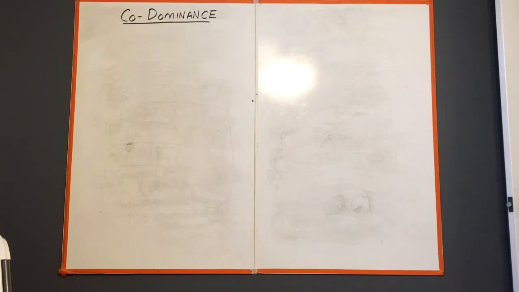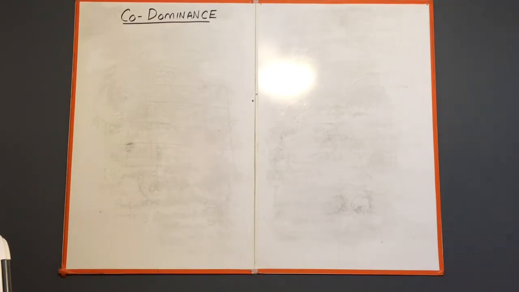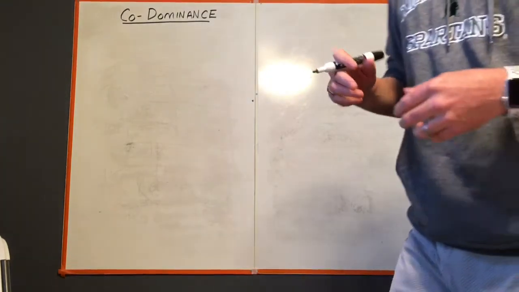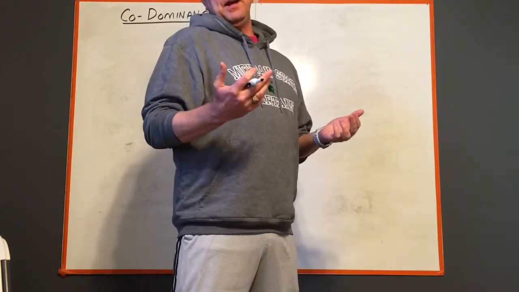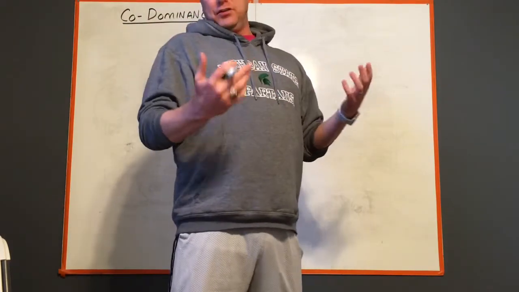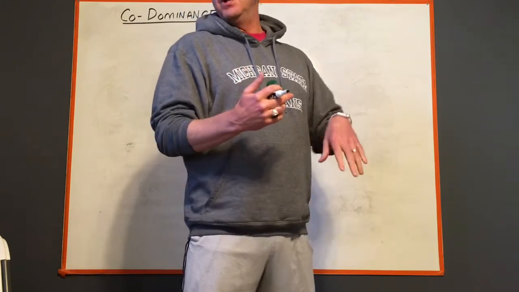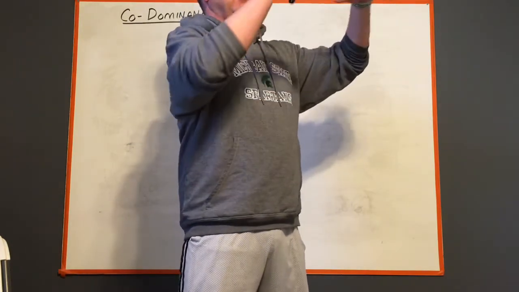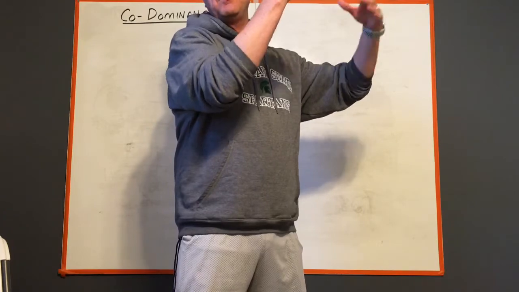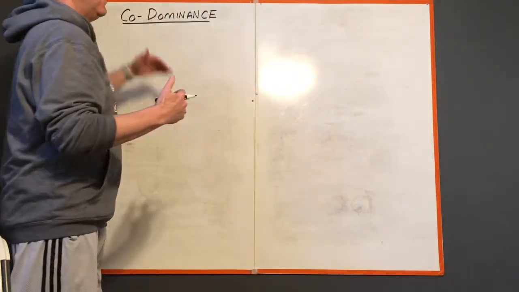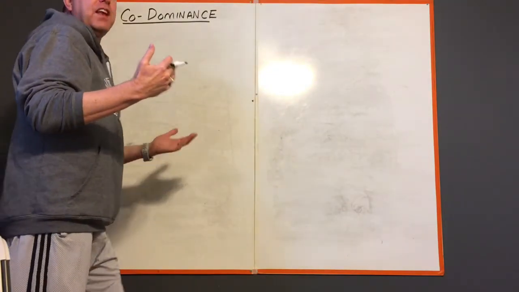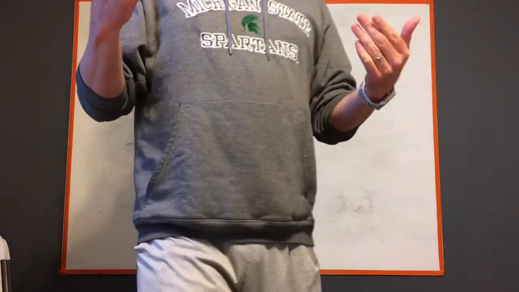Alrighty. So today's topic, codominance, okay? And for codominance, what I always think about is, if you were co-champions of the Big Ten with another team, so meaning, you know, Michigan State and Wisconsin were co-champions, it means they had the same record, right? And so what ends up happening with codominance is both phenotypes, okay, are codominant to each other.